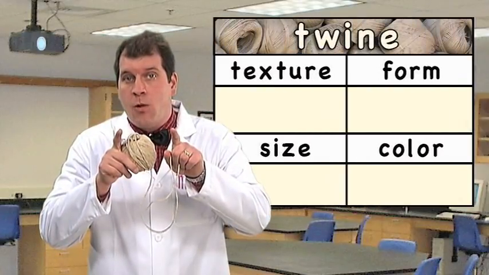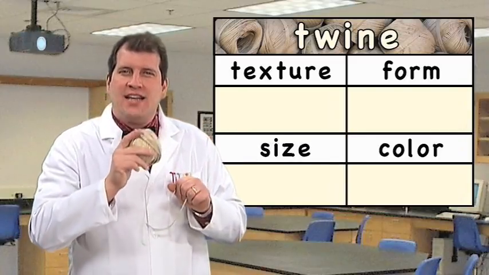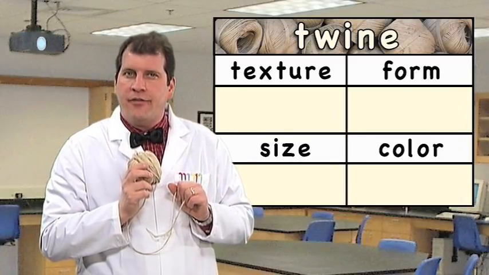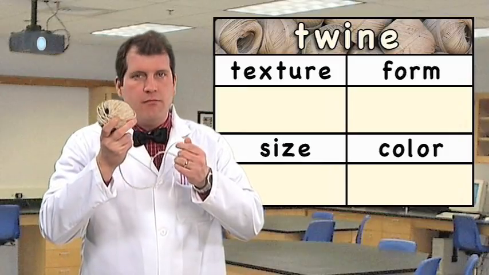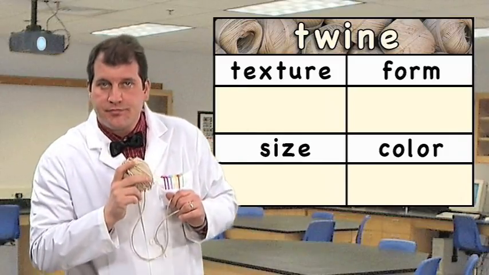Let's observe one more item. Here is some twine. Think about its texture, form, size, and color. This time, I want you to help me write it on our observation chart. What type of texture does the twine have?